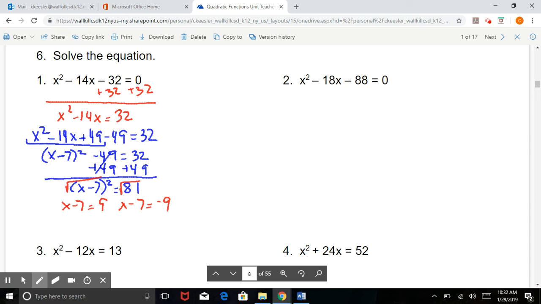Now, hopefully you've noticed in the past couple lessons that whenever we're solving a quadratic equation, we always get two answers. So make sure the same thing happens here. Whenever you're solving a quadratic equation by completing the square, we still get two equations we have to solve in the end. Solving each, we add 7. We get x equals 16. Add 7, and we get x equals negative 2. So our two solutions are positive 16 and negative 2.